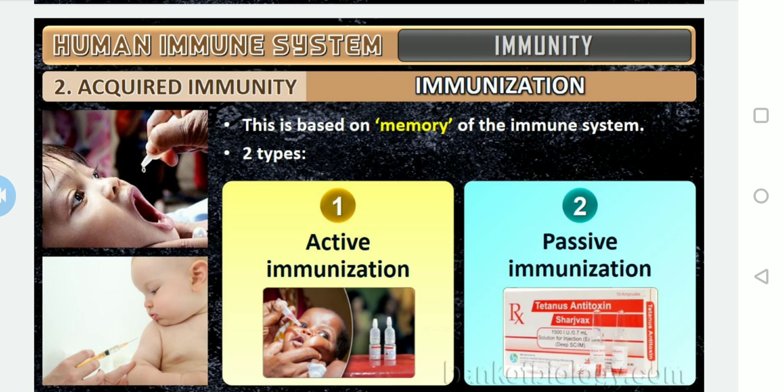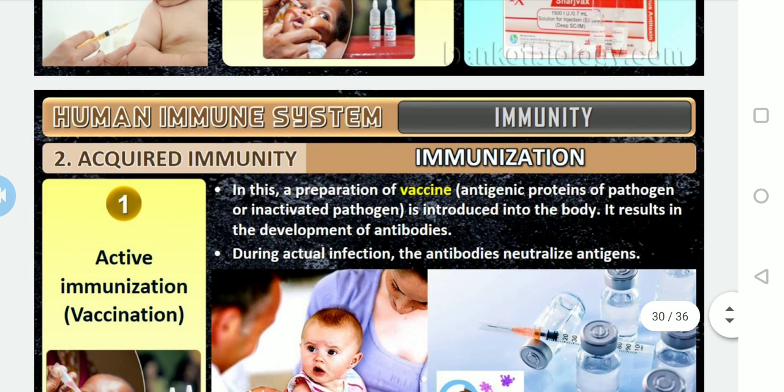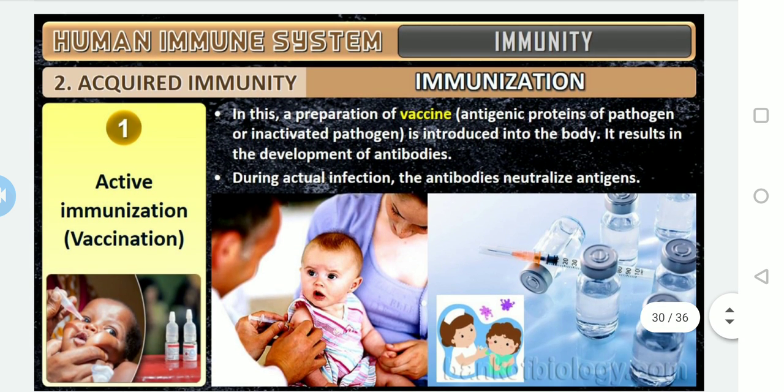But remember, immunization is based on the memory of the immune system. So, as I said, it is majorly divided into two types: active immunization and passive immunization. Whenever it comes to active immunization, it is popularly known as vaccination. Vaccination or immunization is based on the property of memory of the immune system.